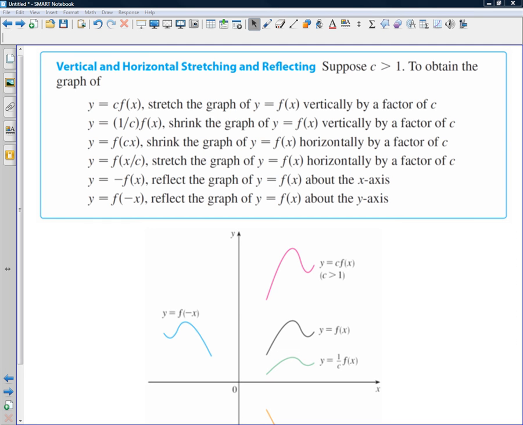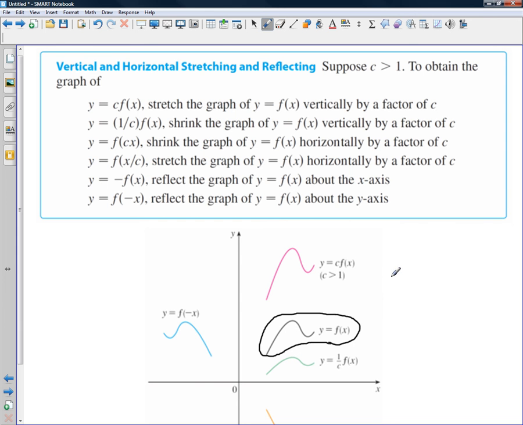Towards the bottom of page 37, there's a second table that summarizes what happens when the function is stretched or reflected. Let's talk about stretching first of all. Once again, in this particular diagram, the original function is here in the middle, drawn in black.